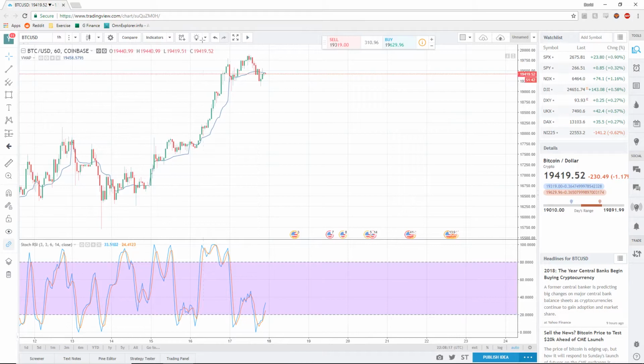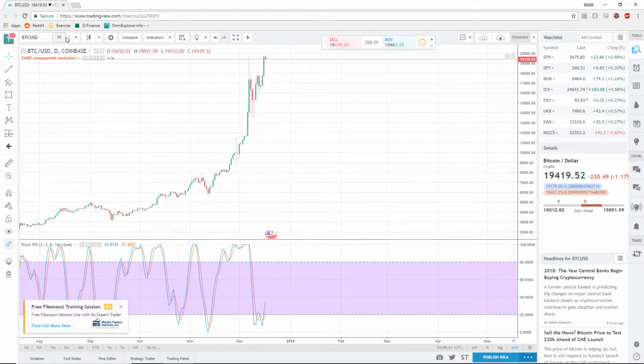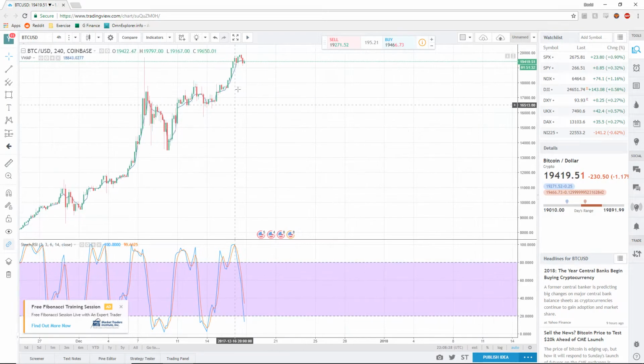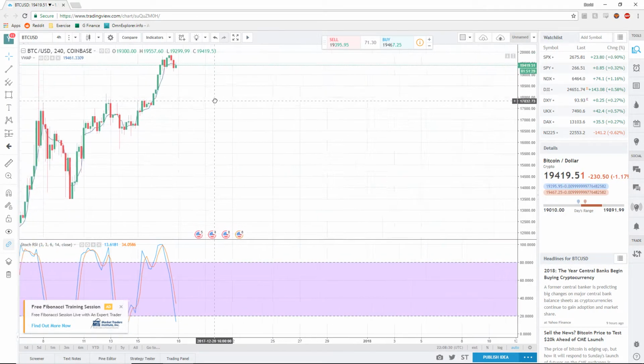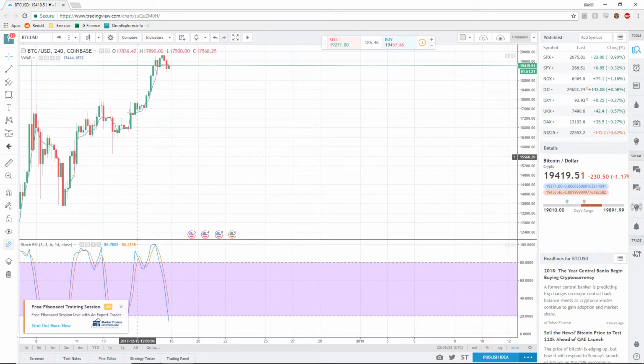And so with Bitcoin, right here, hourly's oversold. It's going up. Daily's oversold. 4 hours is getting there. So as far as Bitcoin right now, it looks like we can wait for this to go back down until both of these are in the oversold area, and then as long as you start seeing these lines cross, that means it's going to start changing directions.